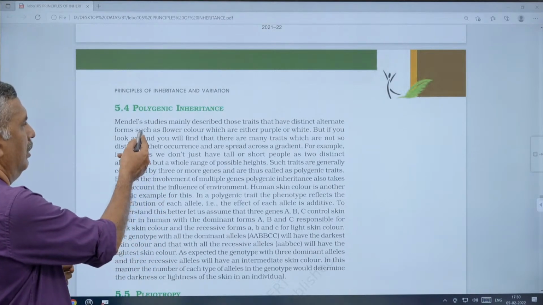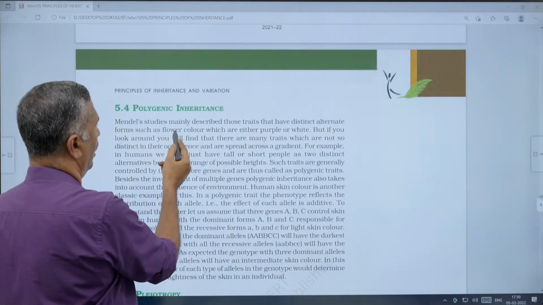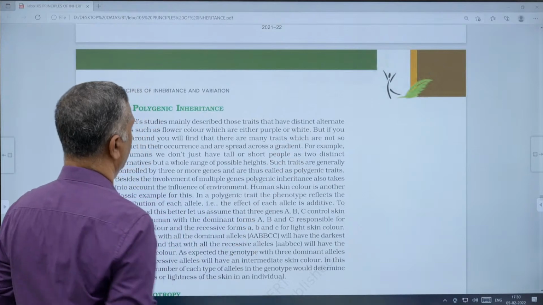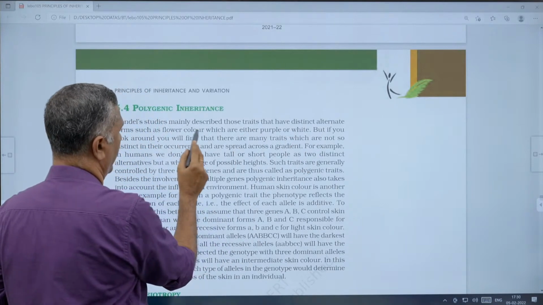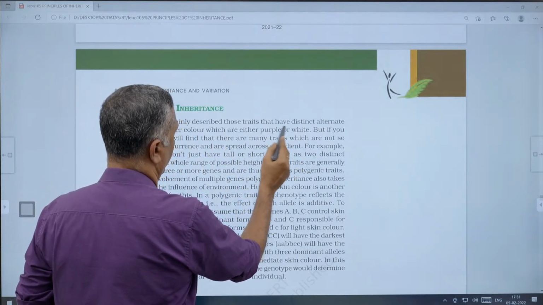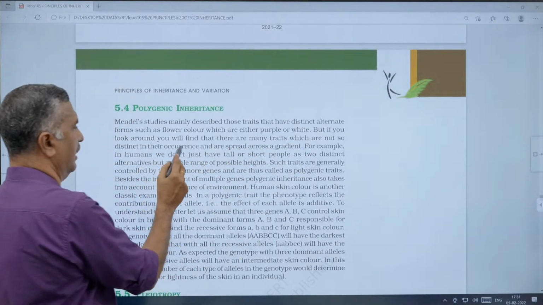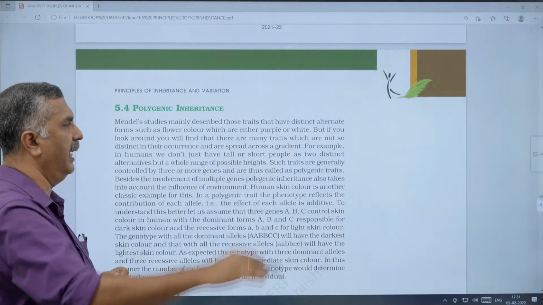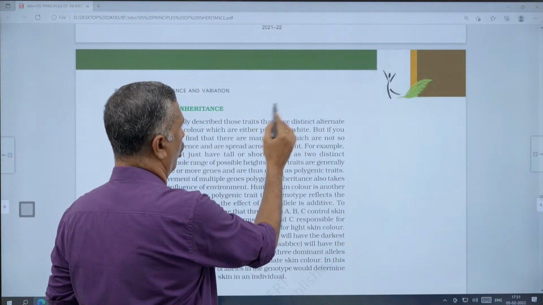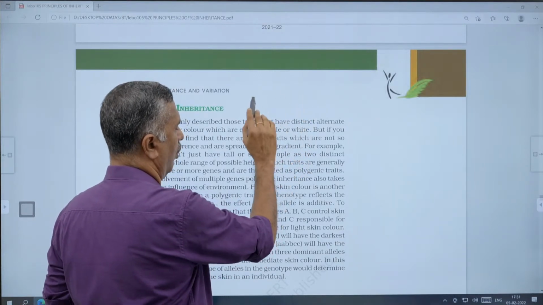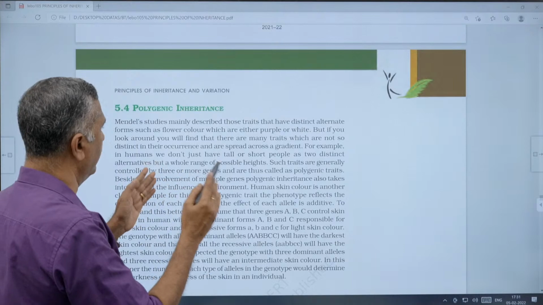Here is an example. Mendel's studies mainly describe those traits that have distinct alternate forms, such as flower color, which is either purple or white. But if you look around, you will find that there are many traits which are not so distinct in their occurrence and are spread across a gradient. Here it is discontinuous: purple or white, round or wrinkled, yellow or green. Those are distinct alternate forms.